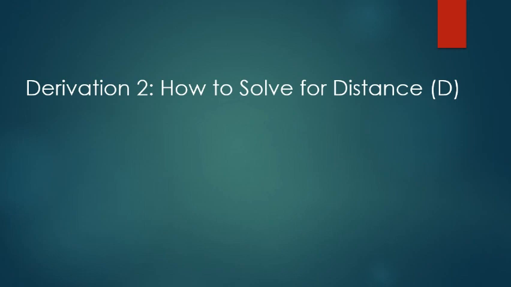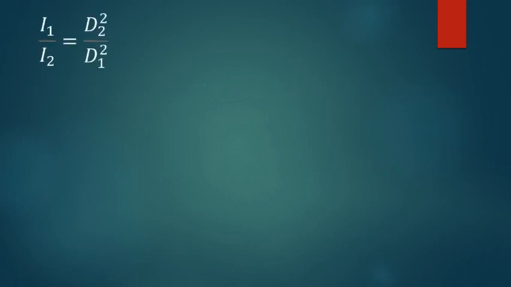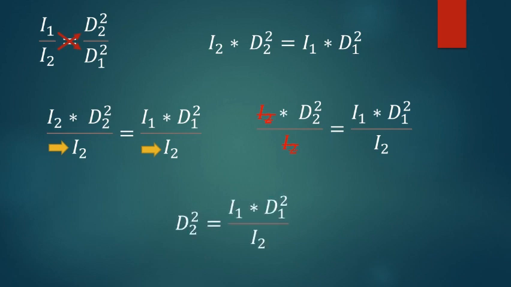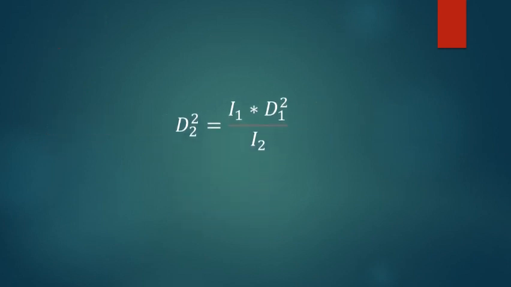The law can also be derived to solve for distance. Starting with the inverse square law, we must first cross-multiply the equality, giving us I2 times d2 squared equal I1 times d1 squared. We may then divide both sides by I2, allowing us to cancel variables on the left side. This leaves us with the formula d2 squared equal I1 times d1 squared over I2.